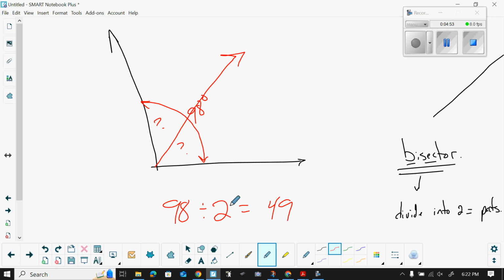Dividing by 2. I had one of you earlier this year say, well, wait a minute. So if I wanted to split it into 3 equal parts, I'd divide by 3? Yeah. This is what division does. Okay? Division splits things into equal portions. So if I'm going to bisect something, we're going to divide it by 2.